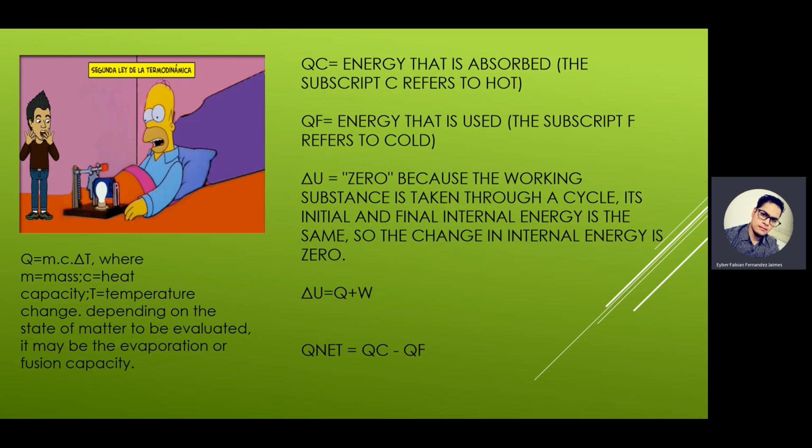Q_H is the energy that is absorbed, the subscript H referring to hot, and Q_C is the energy that is released, the subscript C referring to cold. Delta U equals 0 because the working substance is taken through a cycle. Its initial and final internal energy are the same, so the change in internal energy is 0. Delta U equals Q minus W.